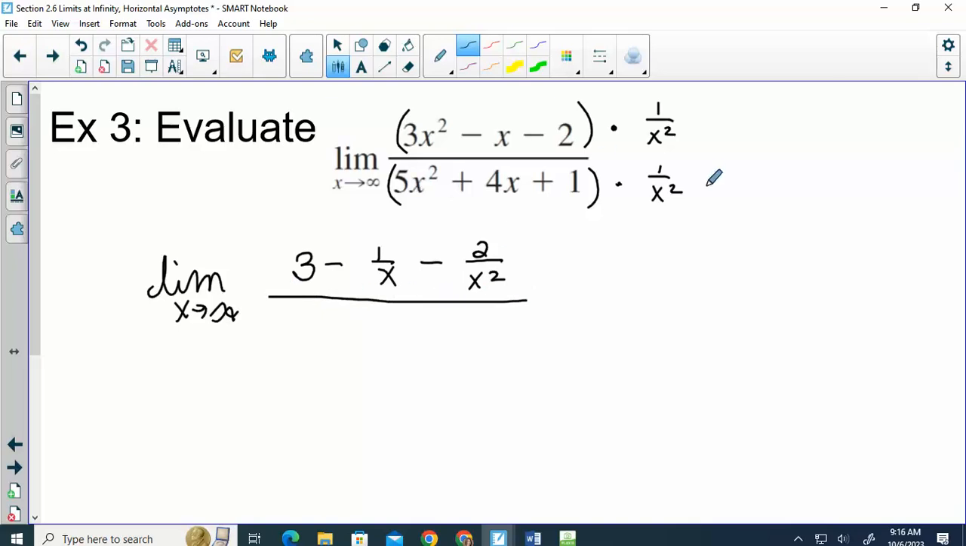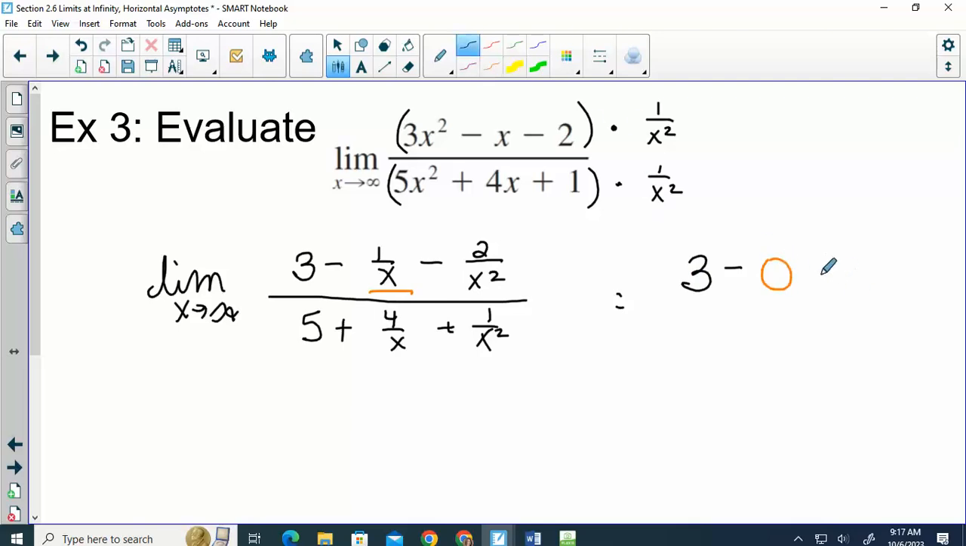On the bottom, 5x squared divided by x squared is 5. Plus 4x divided by x squared would be 4 over x. Plus a 1 over x squared. Okay, at this point it doesn't necessarily look like I've helped myself a whole lot, but I have. Because regardless of what we're approaching, if you have the limit of a constant, it is equal to that constant. So I have 3 minus. What would 1 over infinity go to? 0.